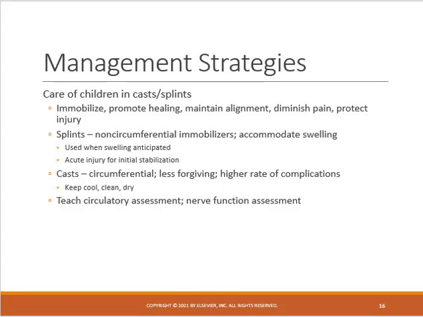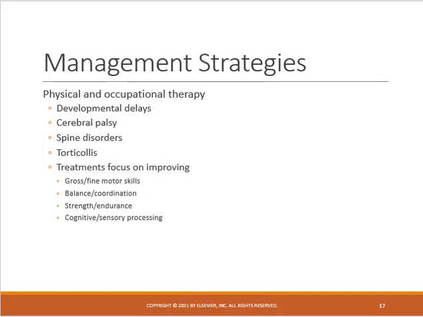Care of children in casts: the part of the body that has been injured is going to be immobilized to promote healing and stay in proper alignment. You can have splints that do not go all the way around the extremity, and they're used to accommodate swelling. Then there are casts that are circumferential and go all the way around. They're less forgiving, but it's important to keep them cool, clean, and dry, and teach your patient and their parents about circulatory assessment and nerve function assessment.